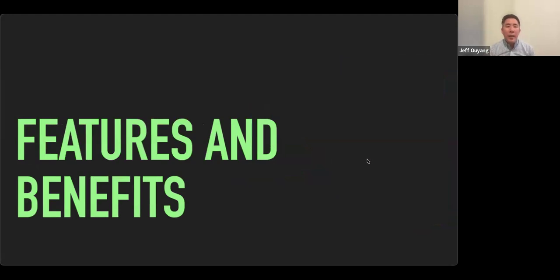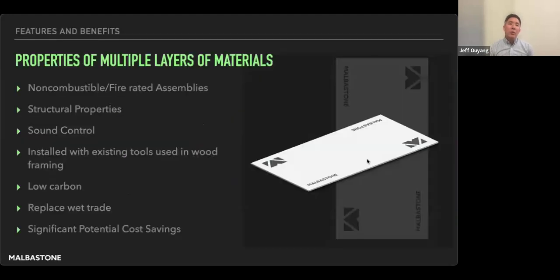So next we'll go into some of the features and benefits. The easiest way to describe it is that magnesium oxide offers the non-combustible properties of a lot of gypsum-based products that are also fiber reinforced. So think Type X wallboards or gypcrete. And then it also offers the strength of engineered wood in a single material. So this will allow you to combine multiple materials in different assemblies.